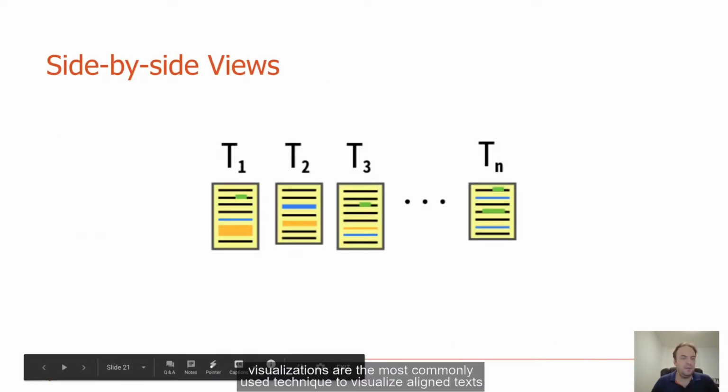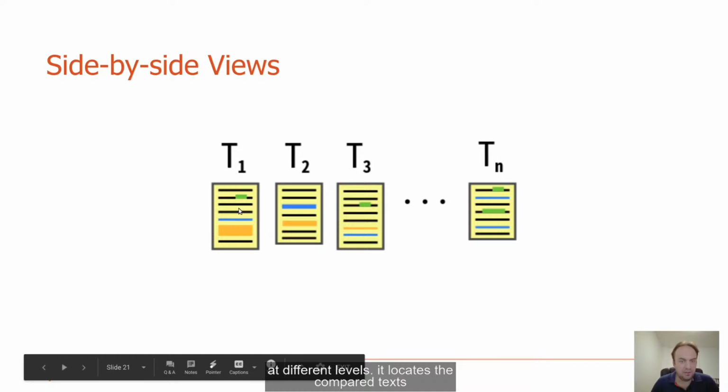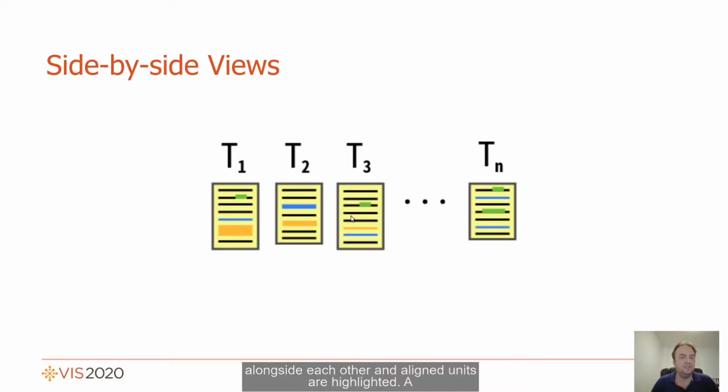Side-by-side view visualizations are the most commonly used technique to visualize aligned text at different levels. It locates the compared text alongside each other, and aligned units are highlighted.